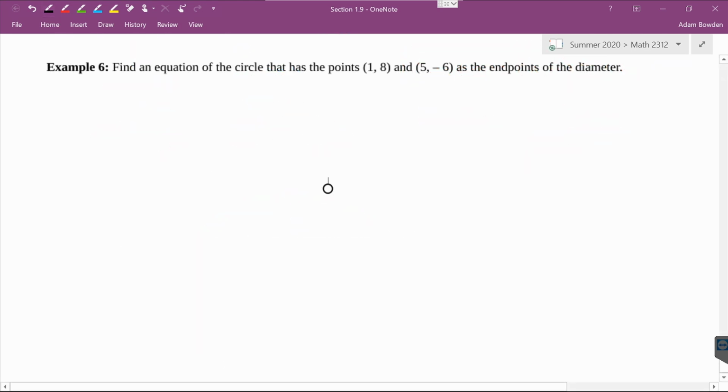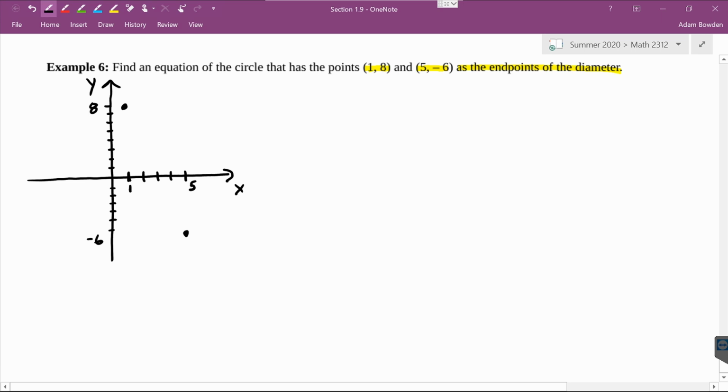All right, now in this example, we're going to take it one step further, and what we're going to do is actually find the equation for the circle. So we're not starting with the equation here, but we're going to use some points to help us figure that out. And these 2 points here, 1 comma 8 and 5 comma -6, it says, are the endpoints of the diameter of the circle. Okay, so let's see how we can make this happen.